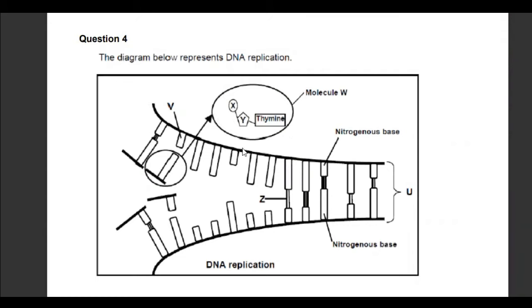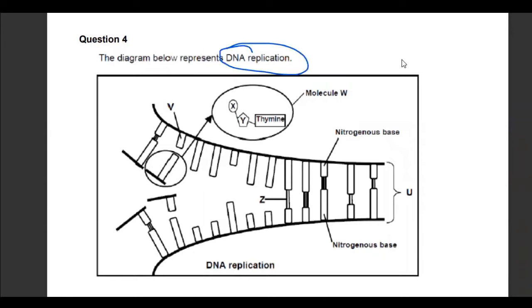And why is it a DNA molecule? Because of the thymine, which is indicated in the nitrogenous base. And then also the weak hydrogen bonds, two strands, so it identifies it to be a DNA molecule. And it cannot be RNA, because even here they say that this is a DNA replication.